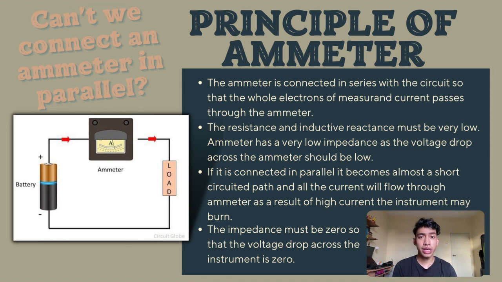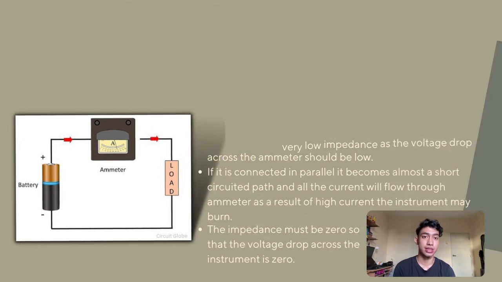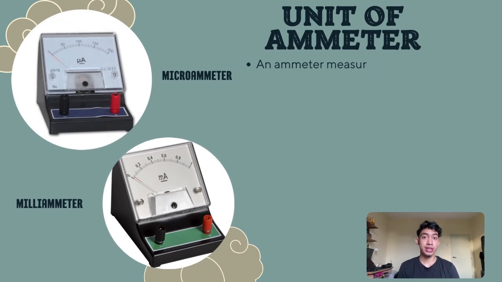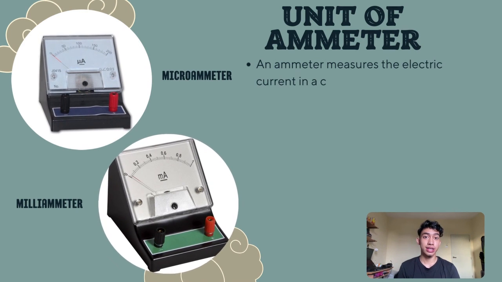Now, why do we need this? Can we connect an ammeter in parallel? The answer to this question is no. It has a very low impedance because it must have a very low amount of voltage drop across it, and it must be connected in series because current is the same in a series circuit. An ammeter is a measuring instrument used to measure the current in the circuit.